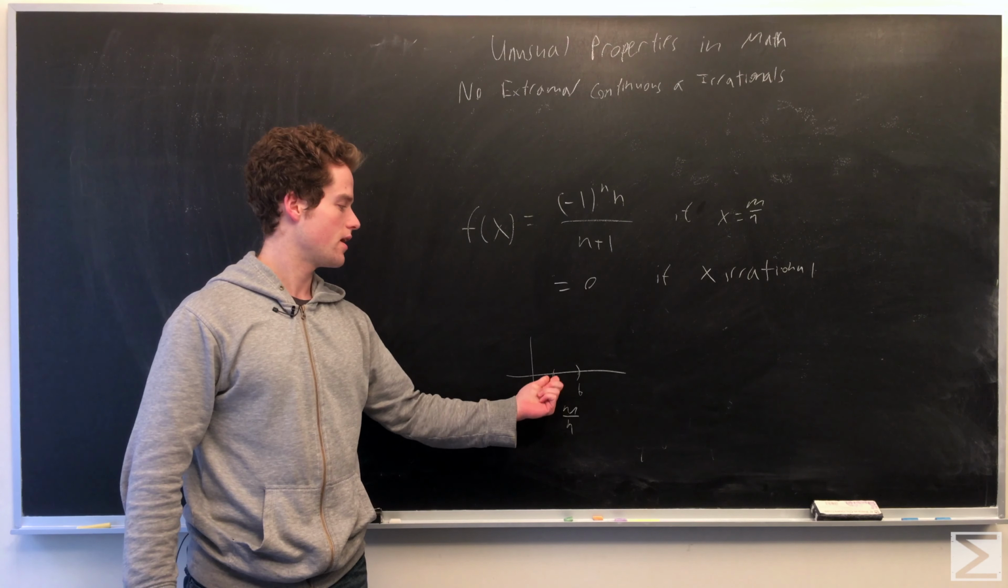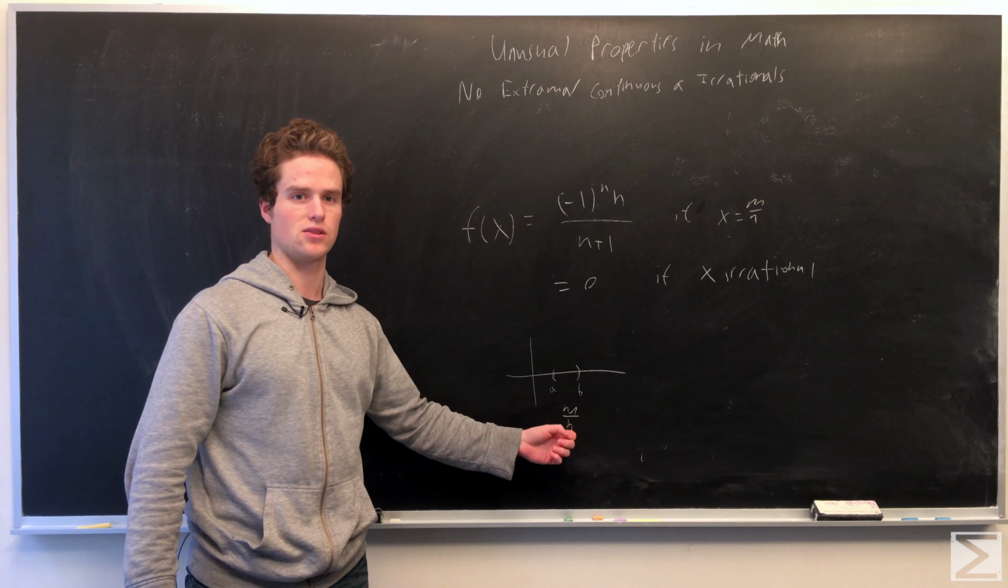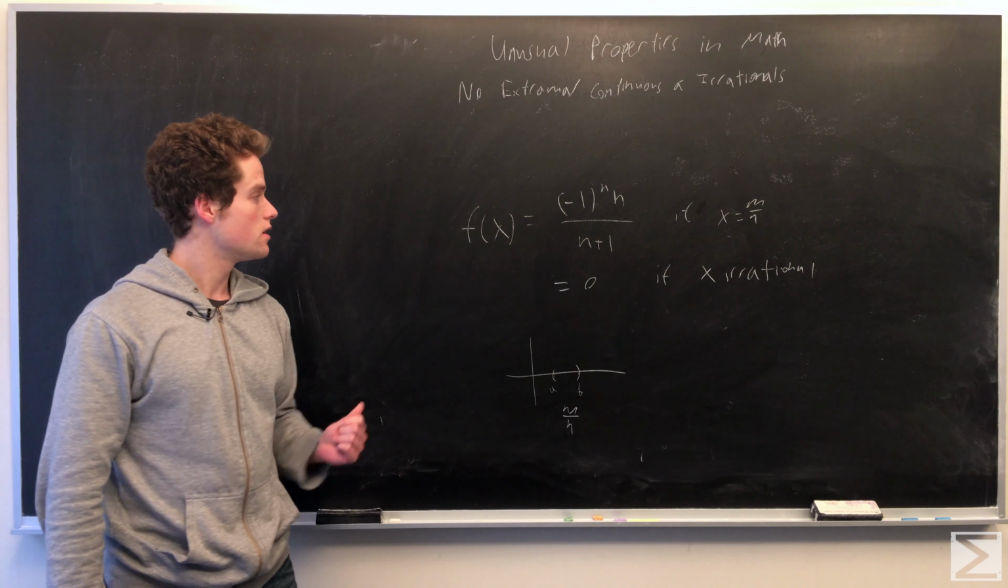So we can find, in any neighborhood of a point, rationals of the form m over n, where n can be as large as we want. So we're going to use this.